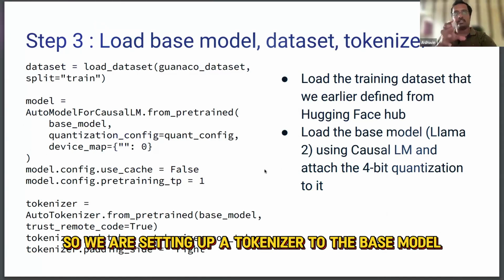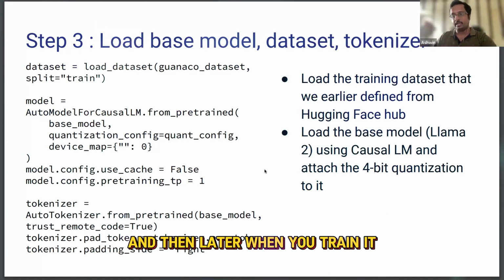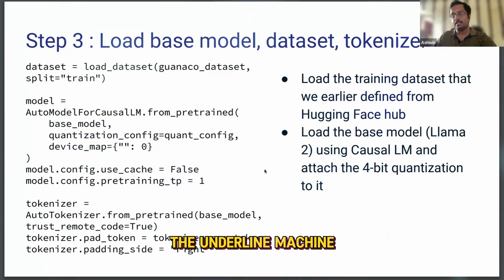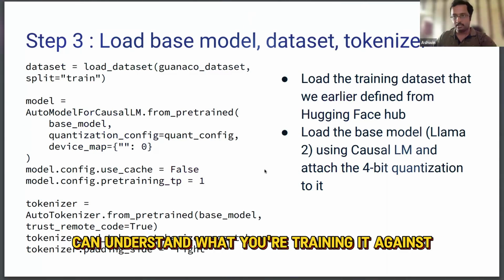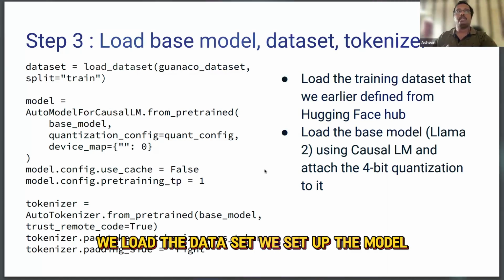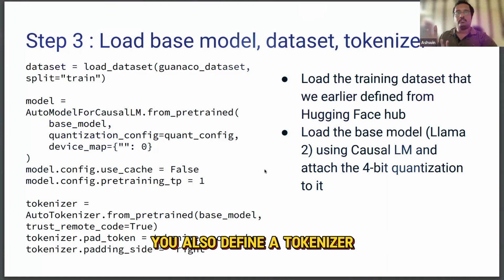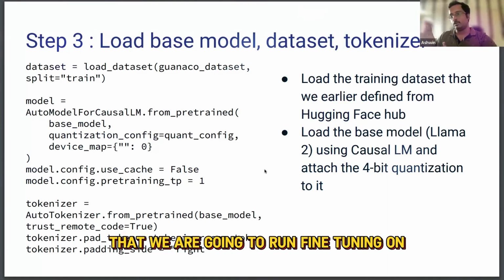So we are setting up a tokenizer to the base model, and then later when you train it, the tokenizer is going to tokenize so that the model, the underlying machine, can understand what we are training it against. So these are 3 key things we do. We load the data set, we set up the model, assign it to the base model with a few configuration parameters. You also define a tokenizer and tie it to the base model that we are going to run fine tuning on.